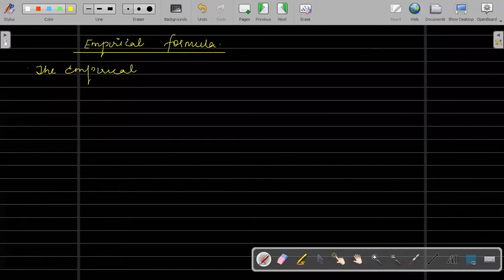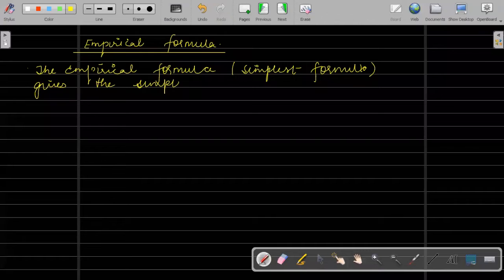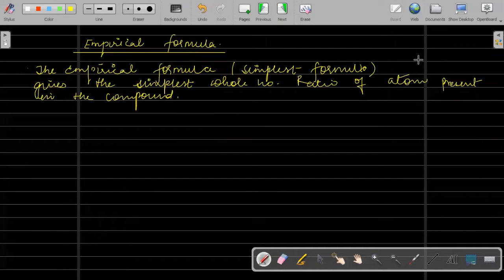The empirical formula, or simplest formula, gives the simplest whole number ratio of atoms which is present in the compound. So this is the definition of empirical formula.